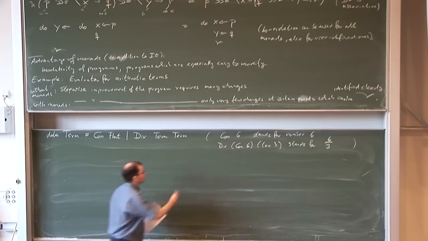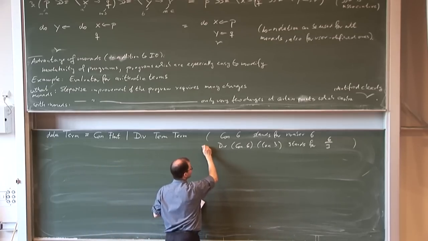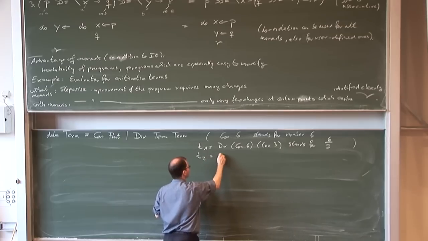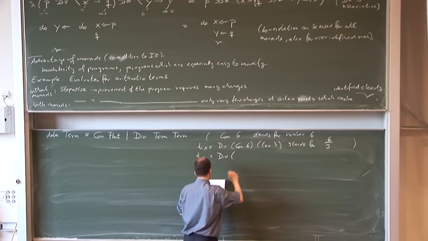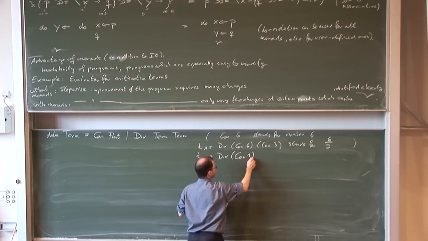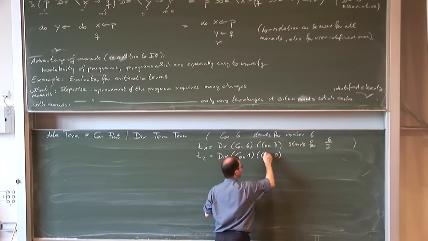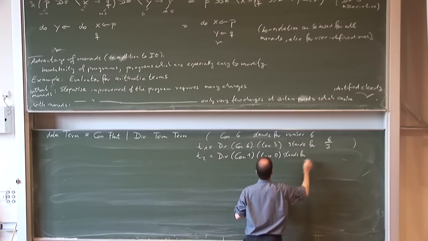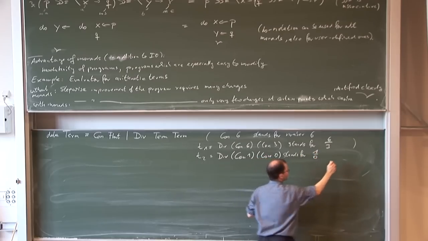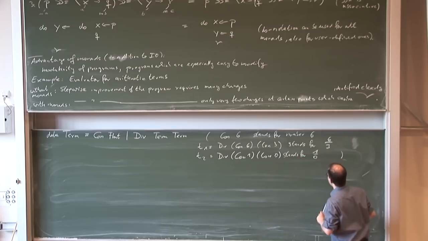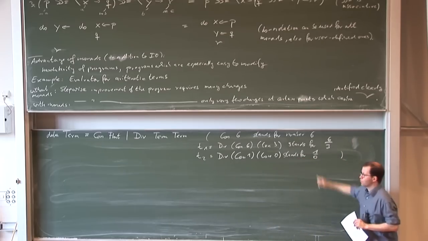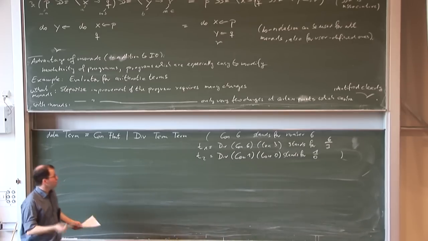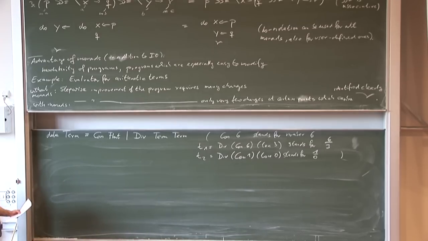Maybe another. Let me call this term T1. And I want another term T2. Of course, you can also write something like this. Diff of con 1, con 0. And this stands for the arithmetic expression 1 divided by 0. Now, of course, this is somehow a problematic arithmetic expression because division by 0 is not allowed, but we will come back to that later.